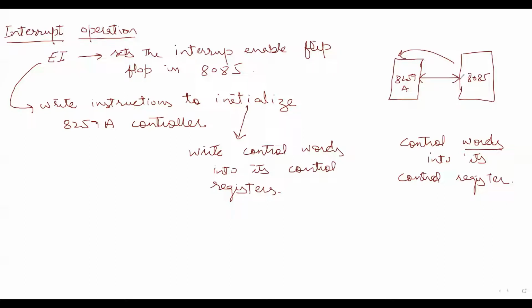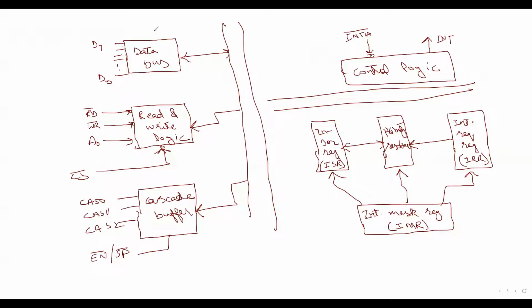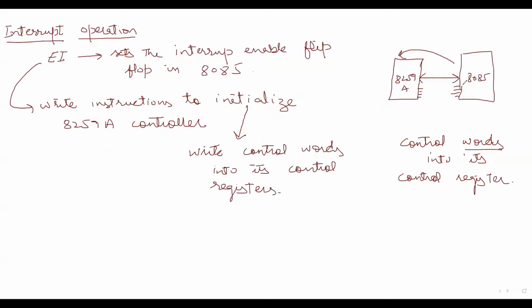How can it transfer? It can transfer from its data pins to 8259A's data pins. So this is the functionality of the data bus. When we have to transfer something from 8085 to 8259A or from 8259A to 8085, they can communicate via the data bus. This is the type of communication.